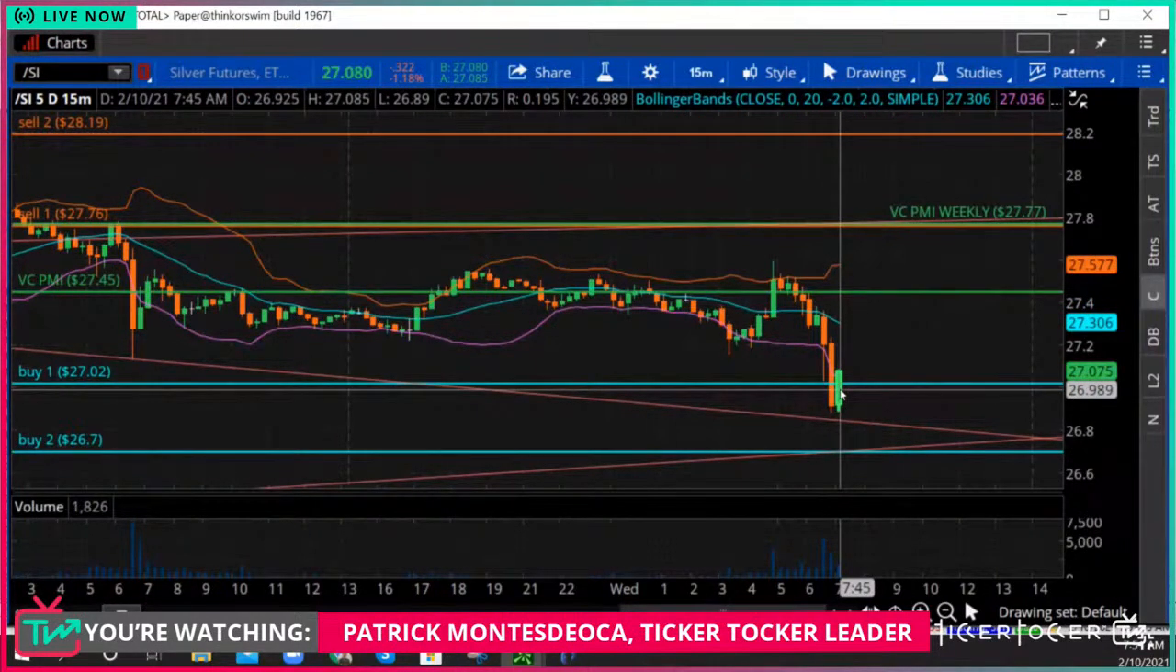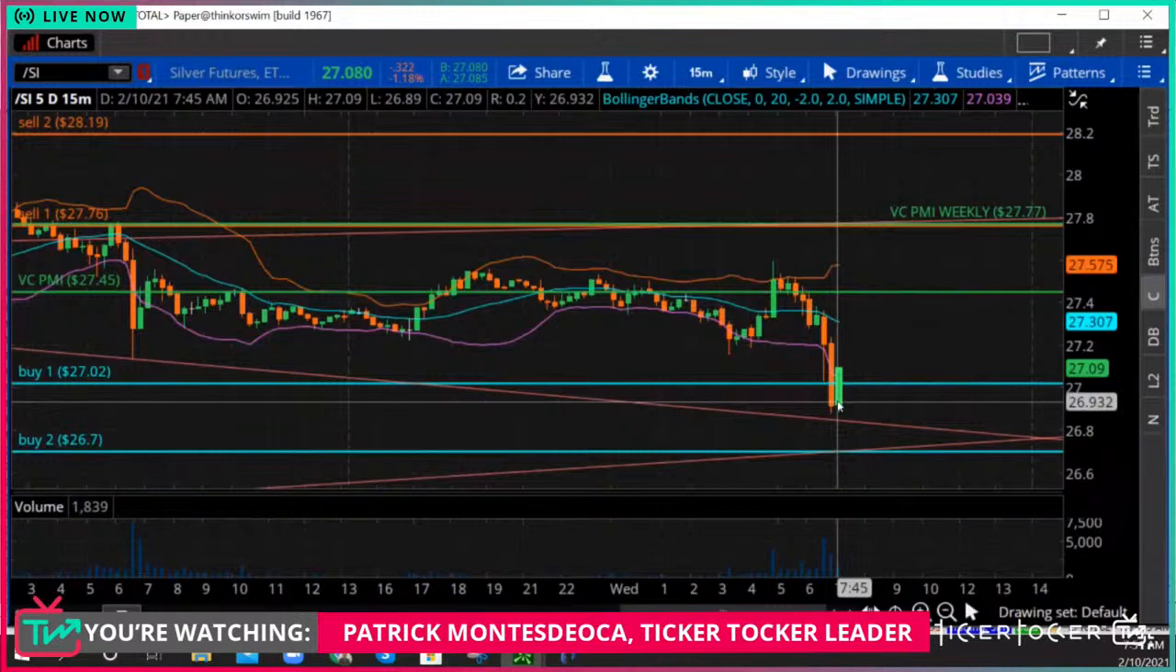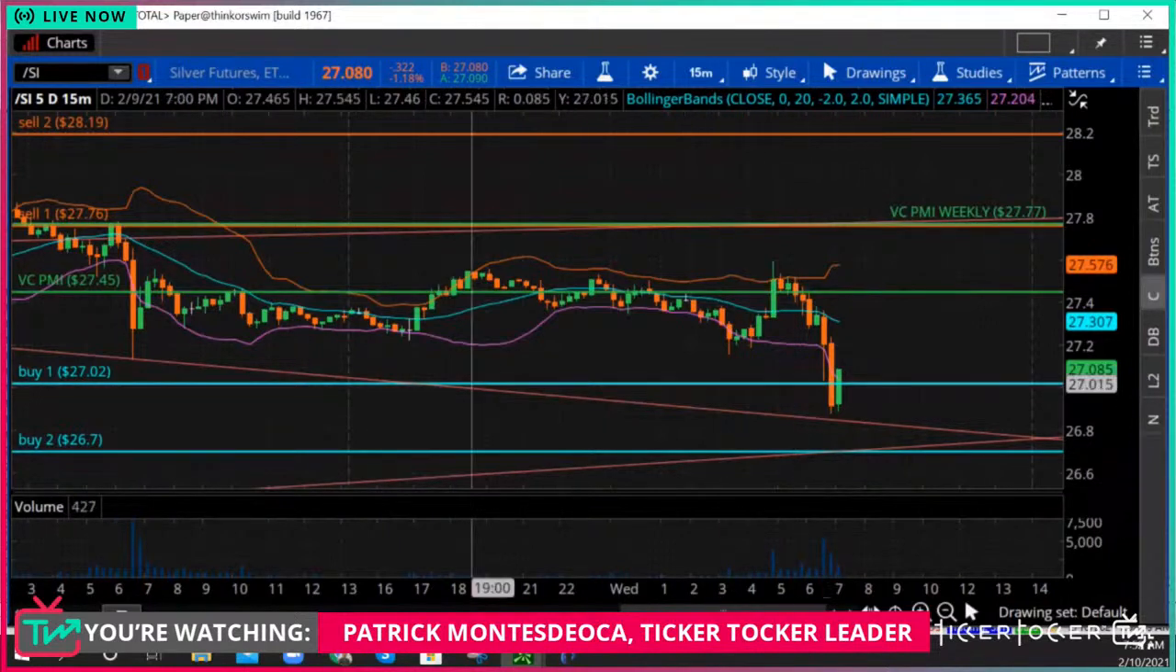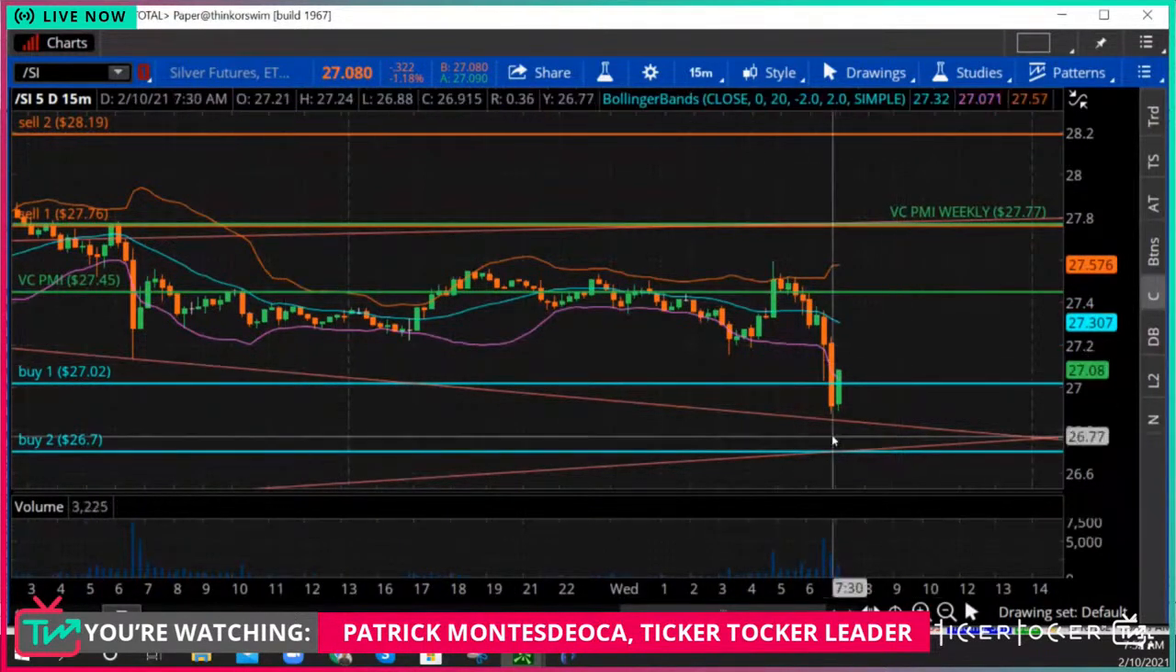And so 27.02 is activating a buy signal here on a close at 8 o'clock in 9 minutes. That would be a very strong conservative signal to get long on silver if you want to day trade the market.